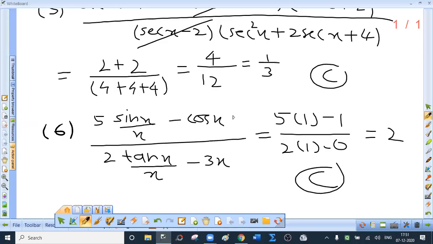Actually, MCQs on the topic limits can be solved easily using one rule given by French mathematician L'Hopital. But for that you should know derivatives. And that is why I am not using that method.